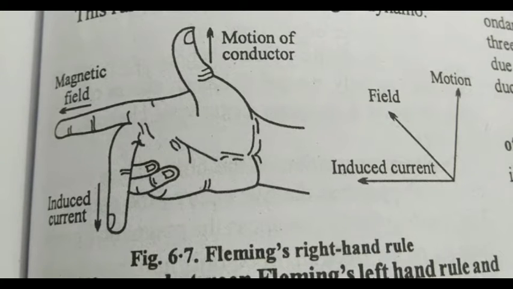Fleming's right hand rule is used to find the direction of induced current like Lenz law. So Lenz law and Fleming's right hand rule are the same. It is also used to find the direction of induced current. If the forefinger shows the direction of magnetic field, thumb shows the direction of motion of conductor, then induced EMF will develop in the direction of the middle finger. This is Fleming's right hand rule.